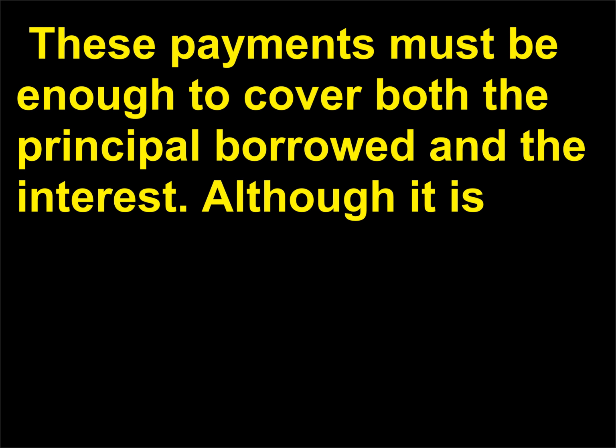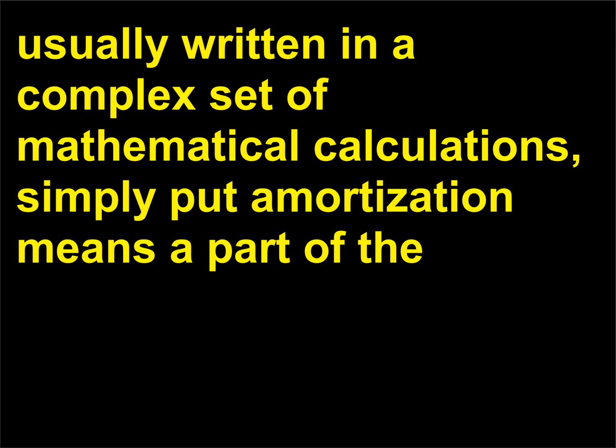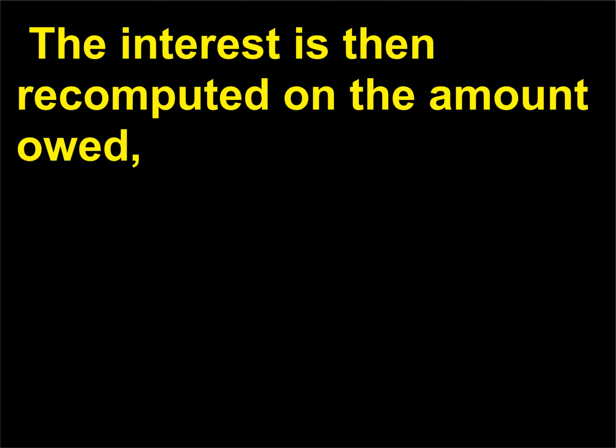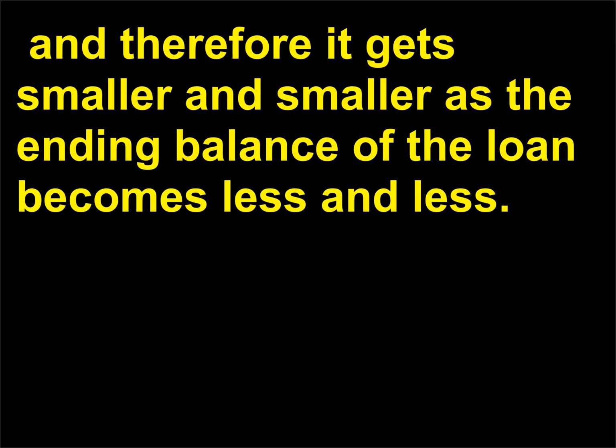These payments must be enough to cover both the principal borrowed and the interest. Although it is usually written in a complex set of mathematical calculations, simply put, amortization means a part of the payment goes toward the interest cost and the remainder goes toward the principal, or the amount borrowed. The interest is then recomputed on the amount owed, and therefore it gets smaller and smaller as the ending balance of the loan becomes less and less.